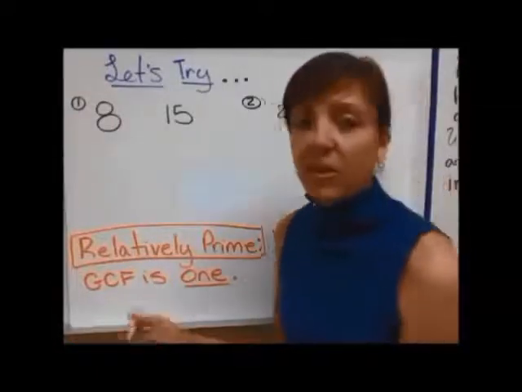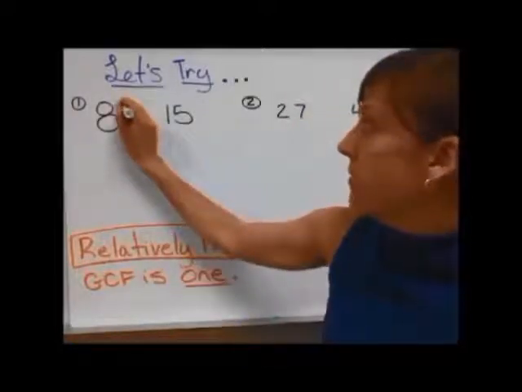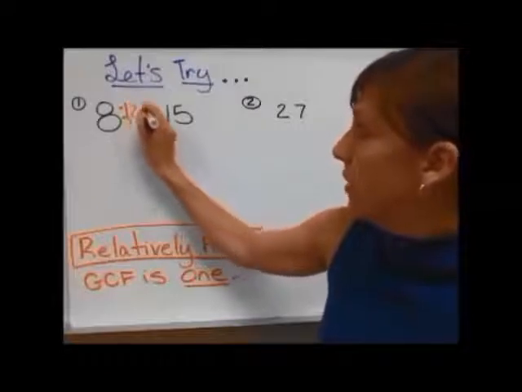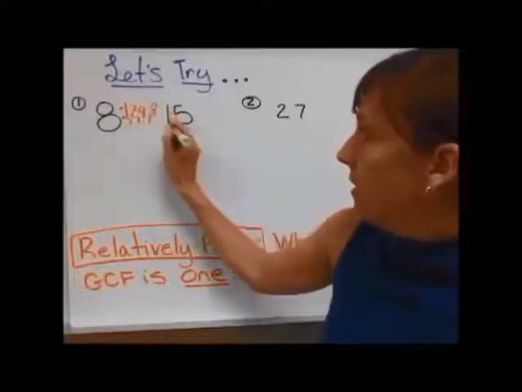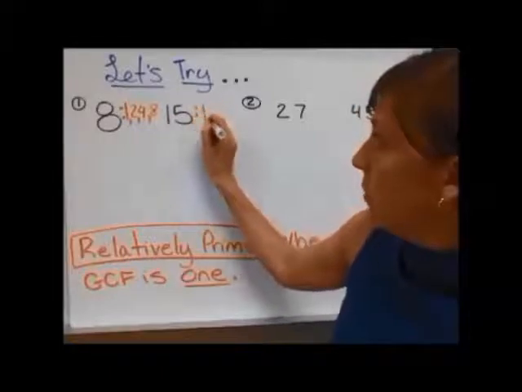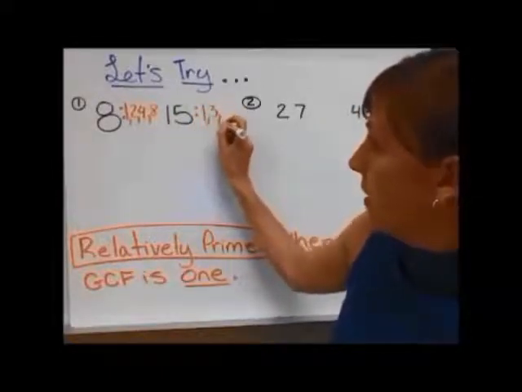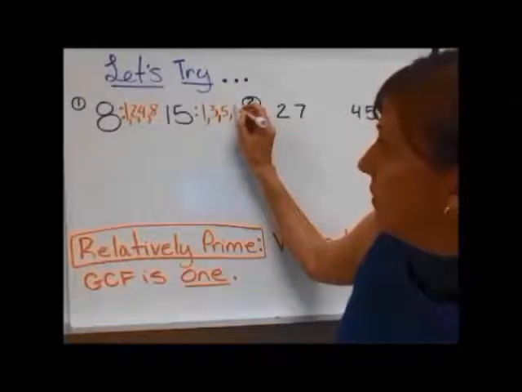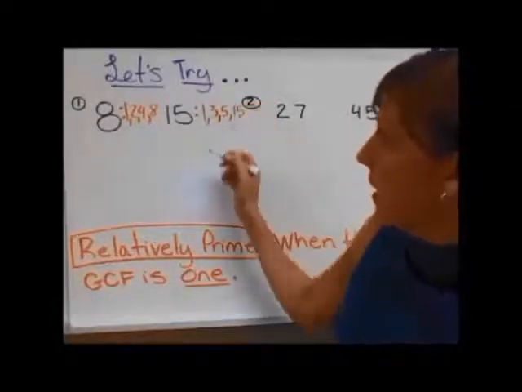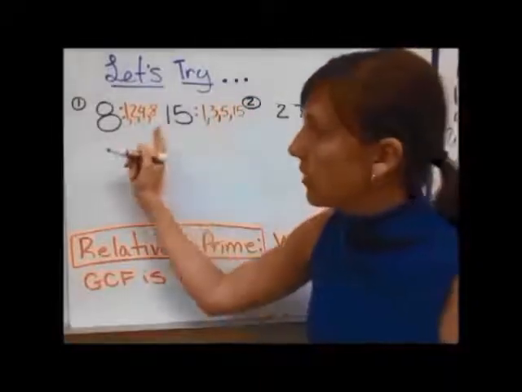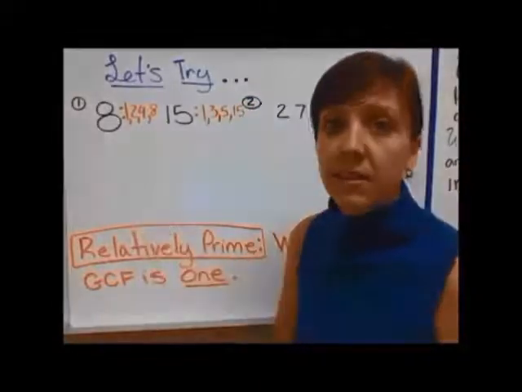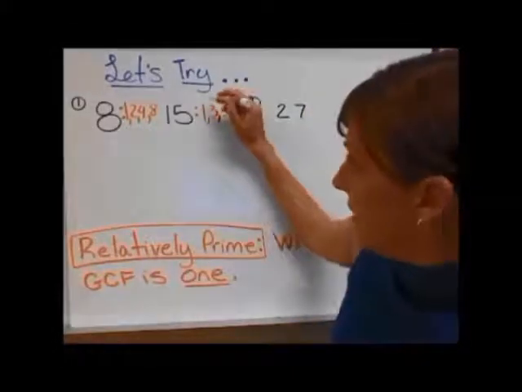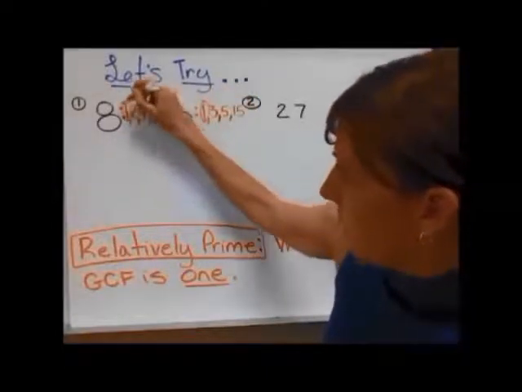Well, first of all, I could just list out the factors of 8 and 15. 8 has 1, it has 2, 4, and 8. 15 has 1, 3, 5, and 15. And so there's 4 factors of 15, and there's 4 factors of 8. So I'm looking at these factors, and the only factor I'm seeing in common is 1.